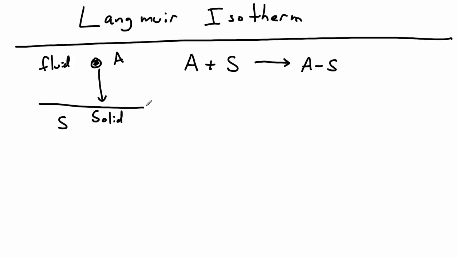So we're imagining that the product of this reaction is a molecule sitting on the surface. And for our purposes, we can apply this to physisorption or chemisorption as long as it's a single step. So we have, for the forward process, a rate constant K1 and a backward rate constant K2.